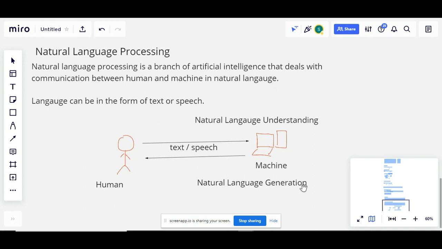We will see some of the applications of natural language processing in the next video.